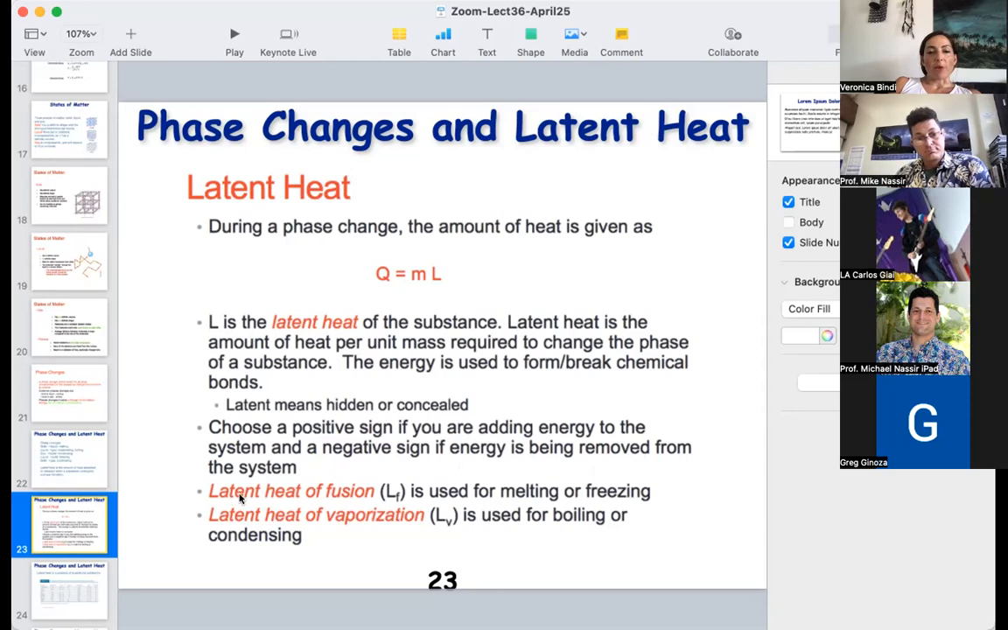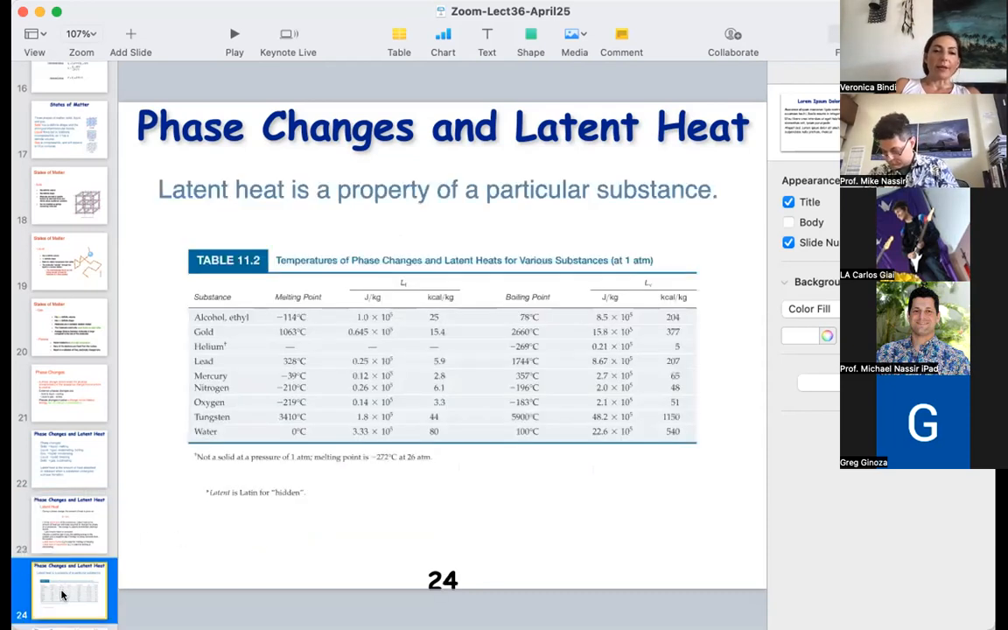And for example, here we are going to call the latent heat of fusion L with a small f, L_f, when we are melting or freezing, and the latent heat of vaporization, with a small v, L_v, is used instead for boiling or condensing. And here we have some of these latent heat values for the melting or for the boiling point.